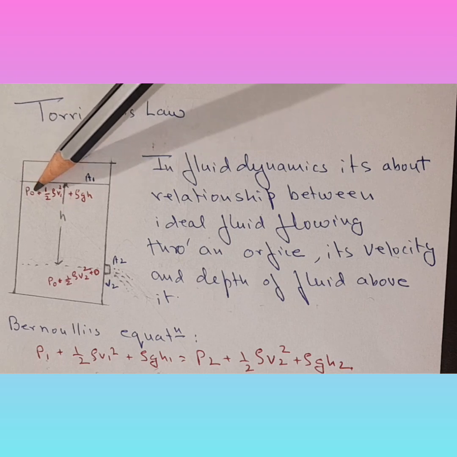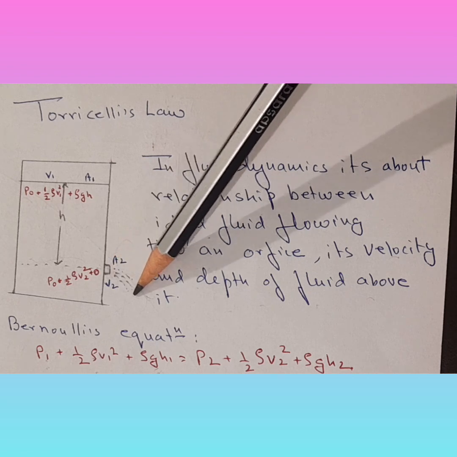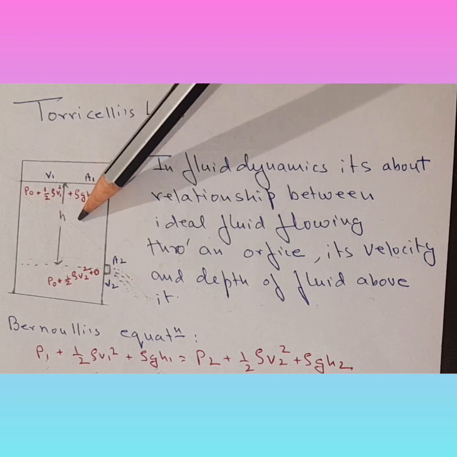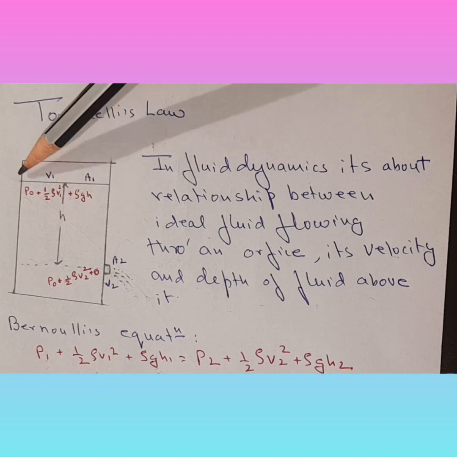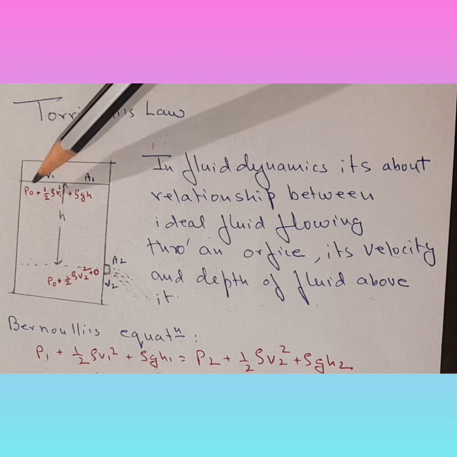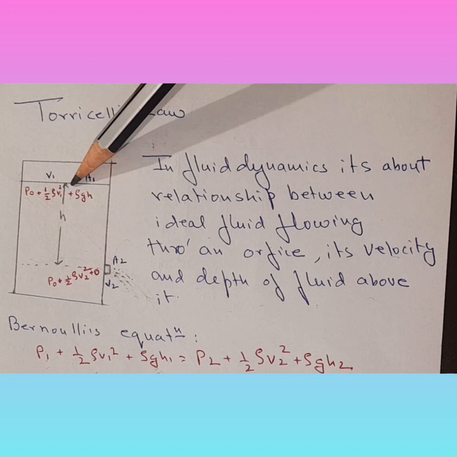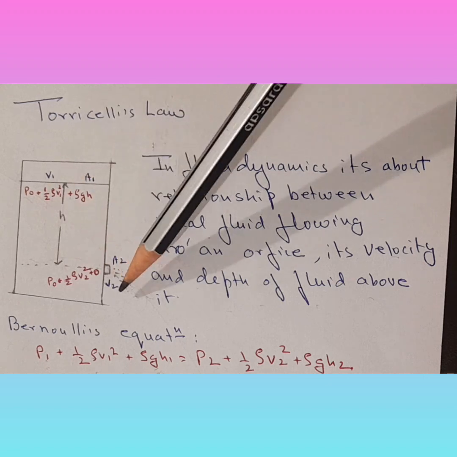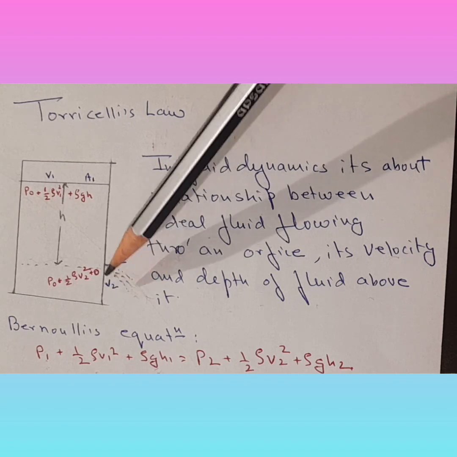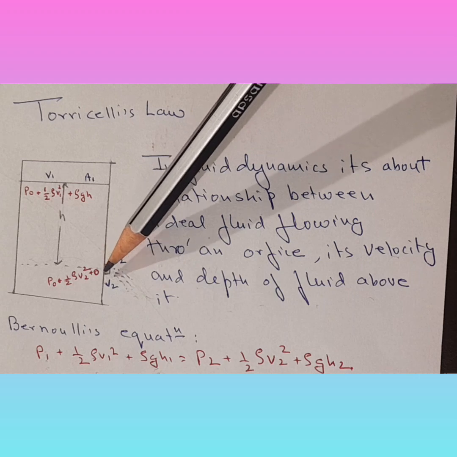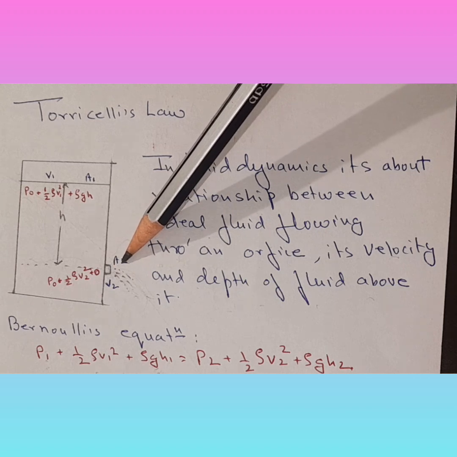So let's understand. Since fluid is flowing through the orifice, the level of water has to come down. So it comes down with a particular velocity, and let that velocity be v1. And the cross section of this tub, let it be a1. And this is the height. And the velocity with which fluid is coming out of the orifice be v2, and the cross section area of the aperture be a2.